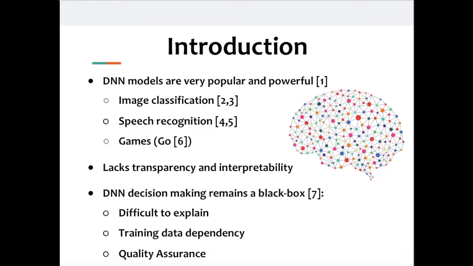Deep neural networks are very popular and powerful and have accomplished numerous achievements in various areas in recent years. Such areas include image classification, speech recognition, and classic games such as Go. Due to this success, deep neural networks are being utilized increasingly more and more in a vast number of applications. Despite being so powerful and having the capability to outperform humans in various tasks, deep neural networks are often evaluated as having a lack of transparency and interpretability. As explained before, the decision-making process of deep neural networks remains a black box, meaning it is very difficult to explain the path a model has taken to come to a decision.